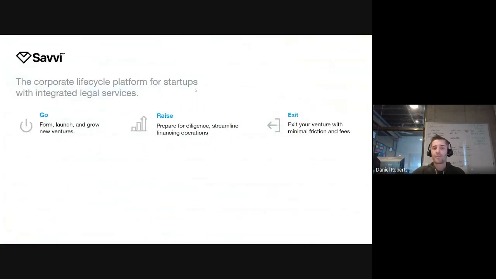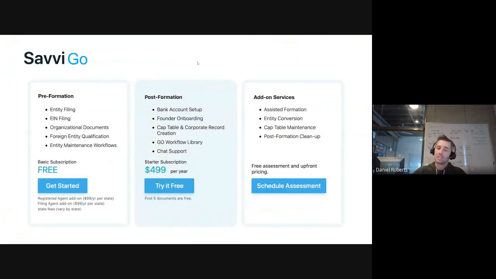So we have a number of different products. We have Savvi Go, Savvi Raise, and Savvi Exit. These are packages of tools that you access on a SaaS platform that you can use depending on the stage of your company. So if you are just starting out, at a pre-seed level, we have a number of services that you can take advantage of depending on what you're needing. We have subscriptions that you can use.